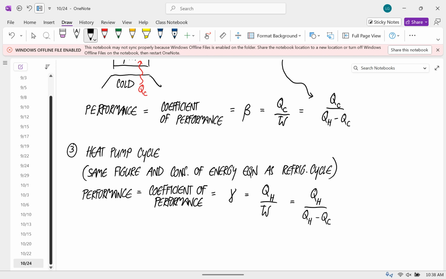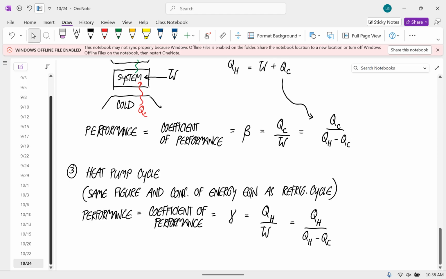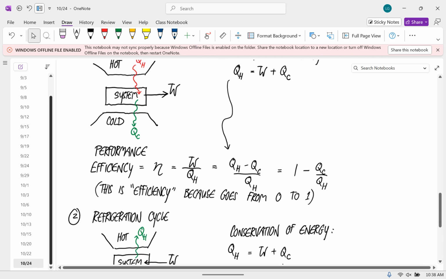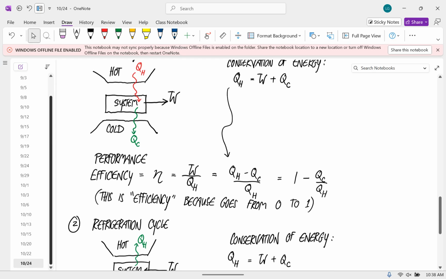I don't have any example problems with me today. If you have any questions on Monday about this, I'd be happy to go over some of them. But basically, here are all the equations that you need. Conservation of energy. Efficiency is equal to work over QH, or QH minus QC over QH, or 1 minus QC over QH.